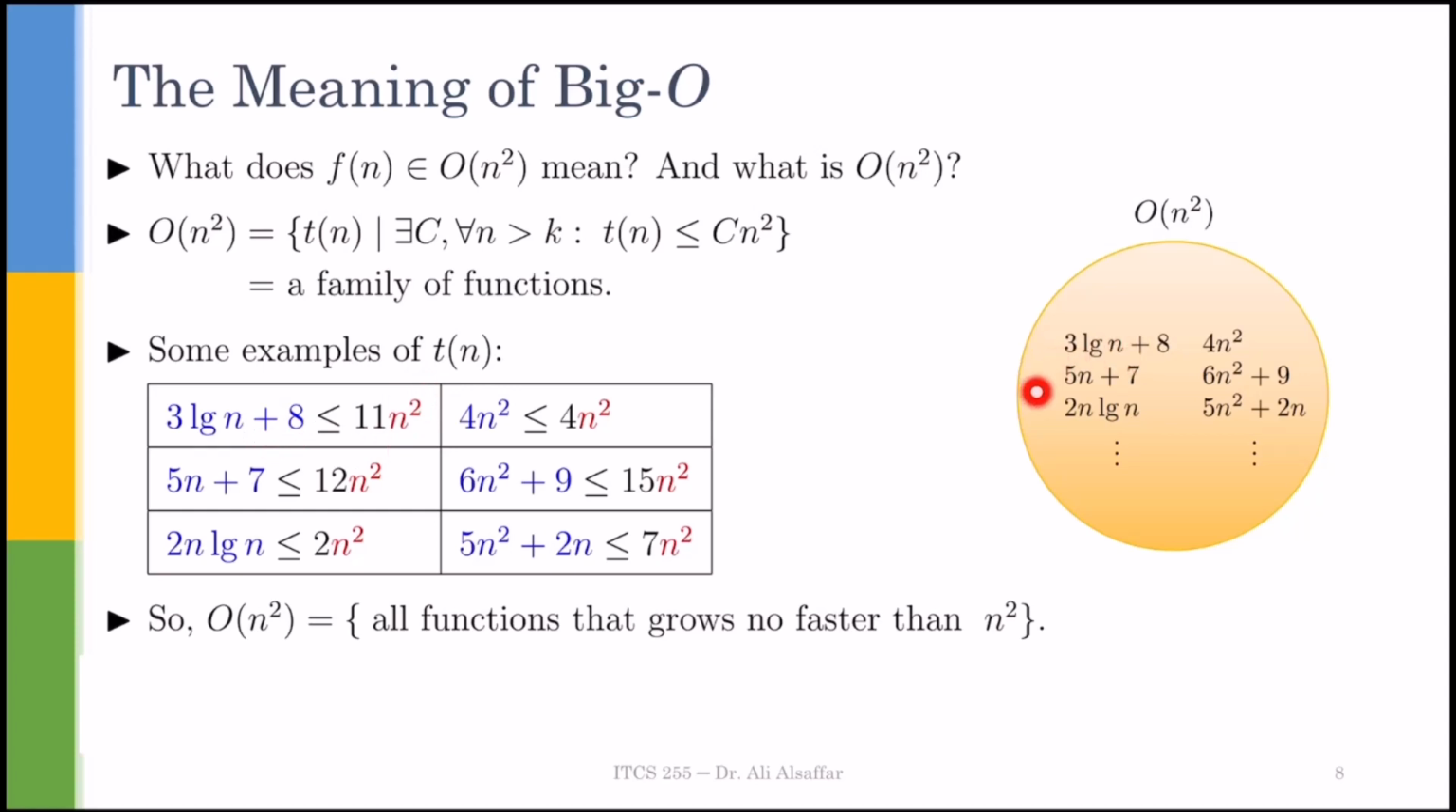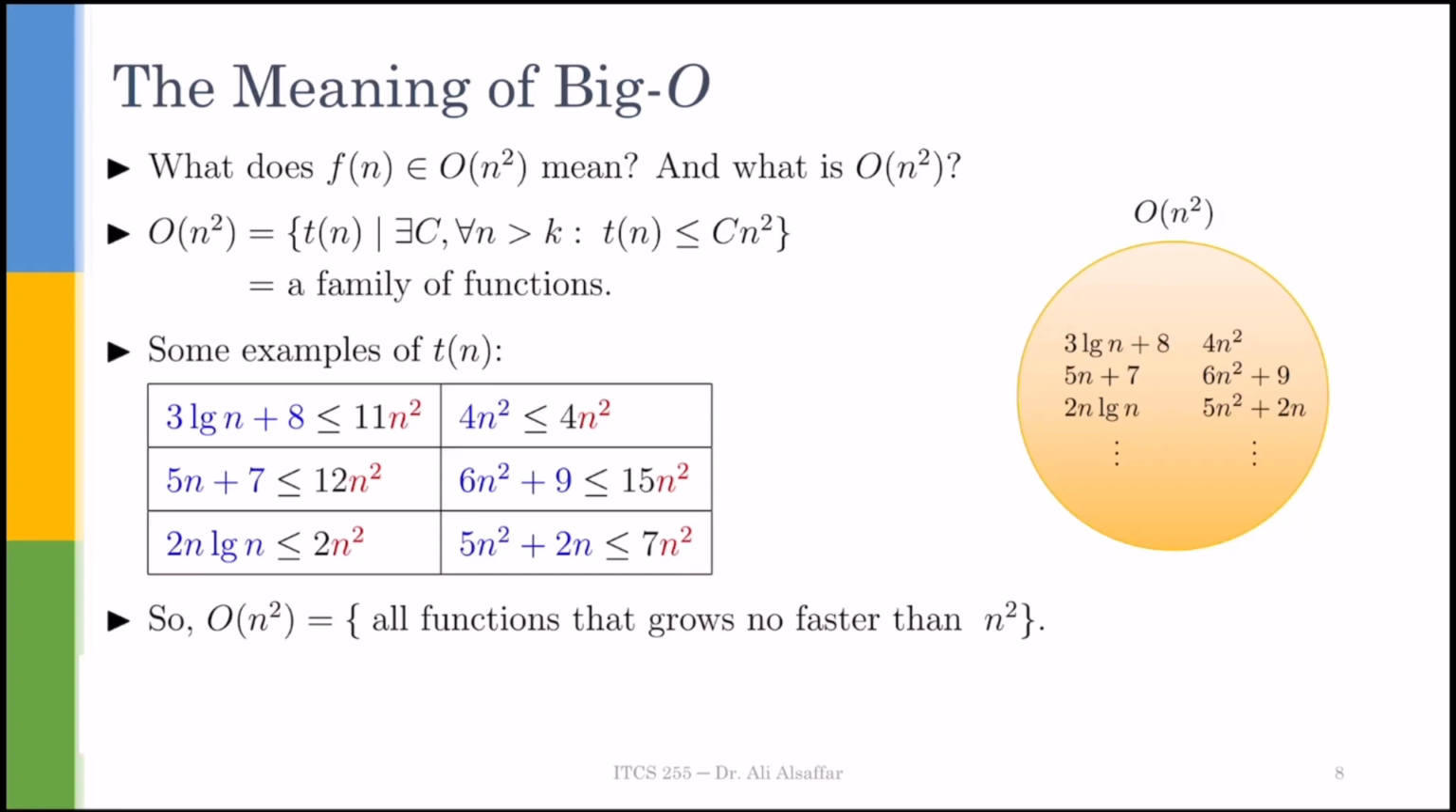Also, how to prove 5n plus 7 belongs to big O of n squared? Then we need to prove that 5n plus 7 is less than or equal to a constant multiplied by n squared, and the proof is here. So the value of c is equal to 12. Similarly, for 2n log n, the value of c is 2. So from these inequalities, we can tell that these three functions belong to order of n squared.